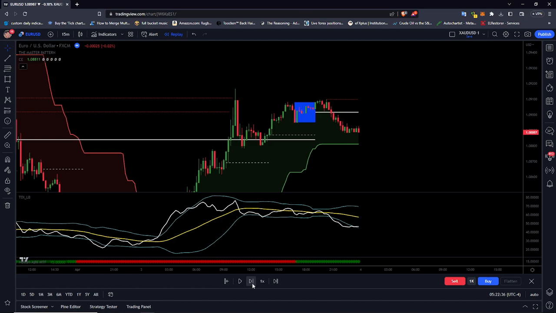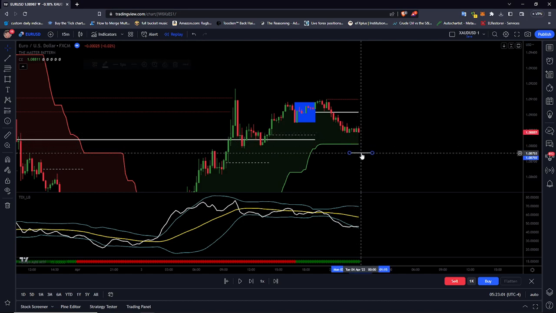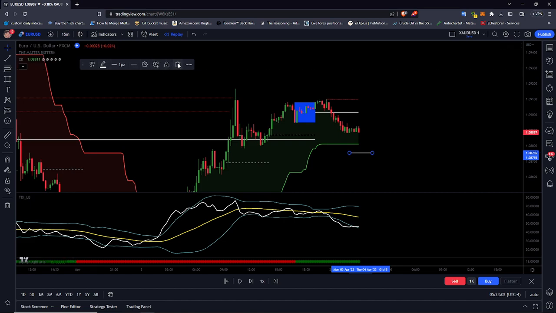Now it got back inside, but maybe you wouldn't. Personally, I wouldn't want to buy when you have so many equal lows like that, right? Because we have that liquidity here, and this thing is like begging to be swept, right? But you know, it's not a very big stop.